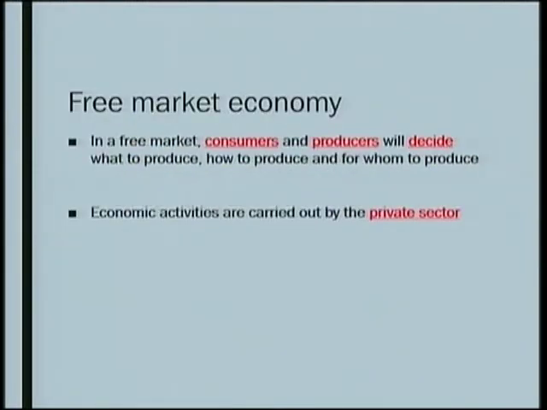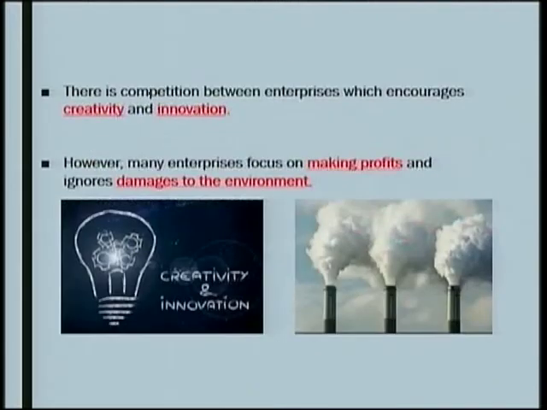What is a free market economy? In a free market economy, consumers and producers will decide what to produce, how to produce, and for whom to produce. Economic activities are carried out by the private sector. There is competition between enterprises, which encourages creativity and innovation. However, many enterprises focus on making profits and ignore damages to the environment.